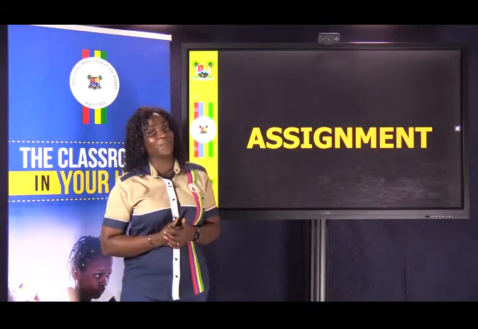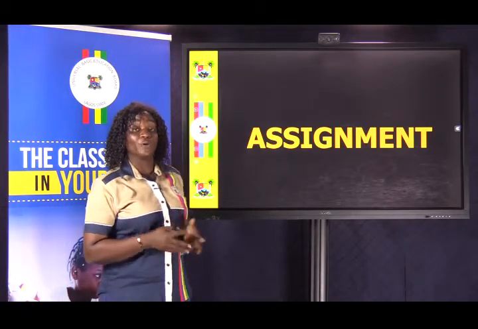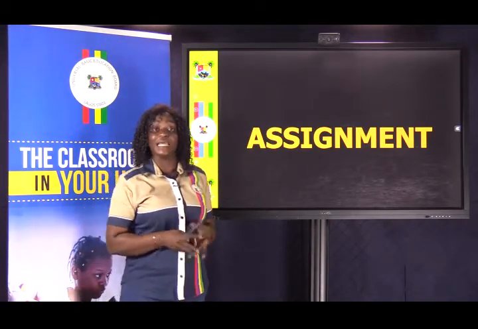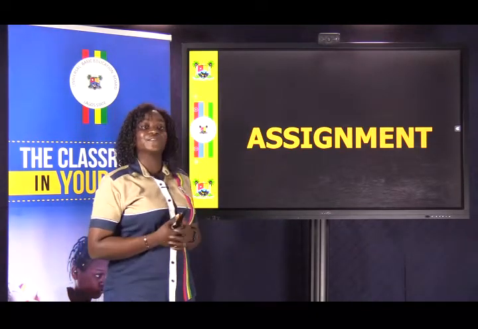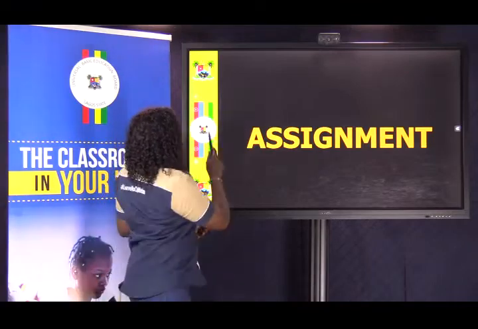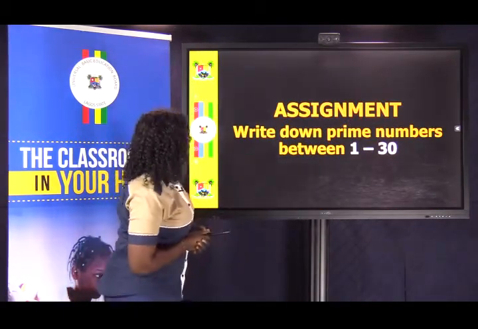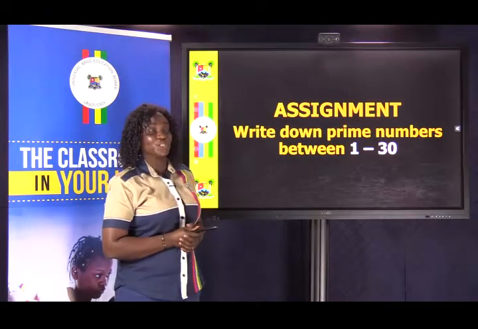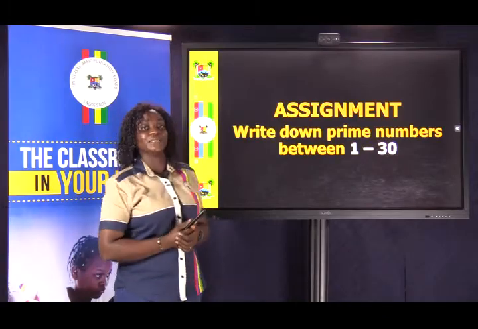Don't just do it and keep it with you at home. Do it and submit it on the WhatsApp number we always call at the end of the lesson every time. And you might be winning for yourself some goodie packs. Assignment: write down prime numbers between 1 and 30 in 20 seconds, and your time starts now.